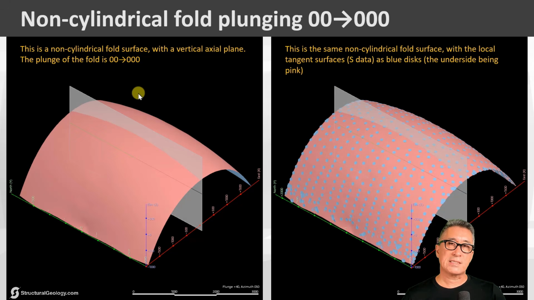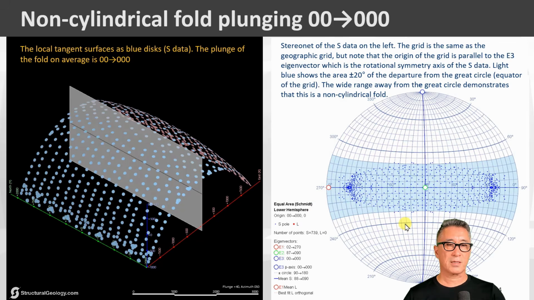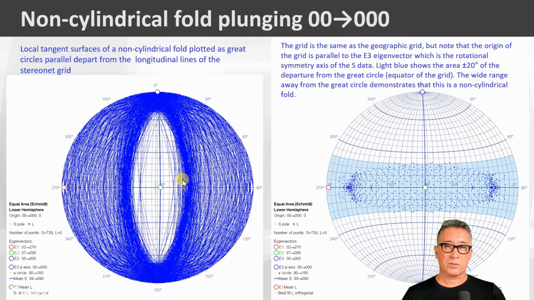So if you have a non-cylindrical fold system, it looks like this. It's like doubly plunging in this case, and if you plot that, it spreads out away from the great circle. Okay, so this is a non-cylindrical system, but a typical geological data set looks something like this. It's non-cylindrical, but roughly pseudo-cylindrical, and the great circles look like this.